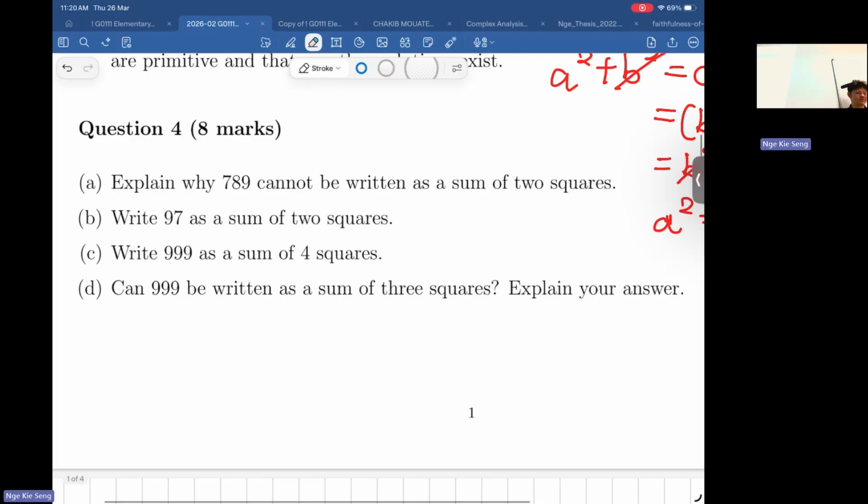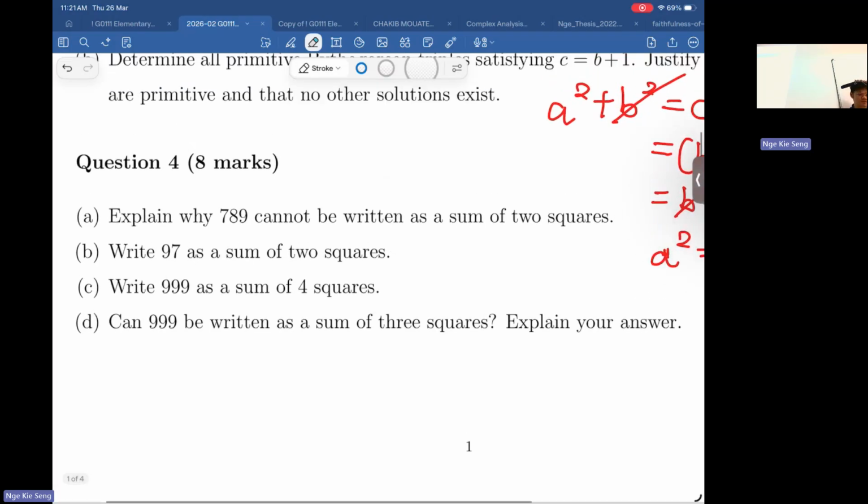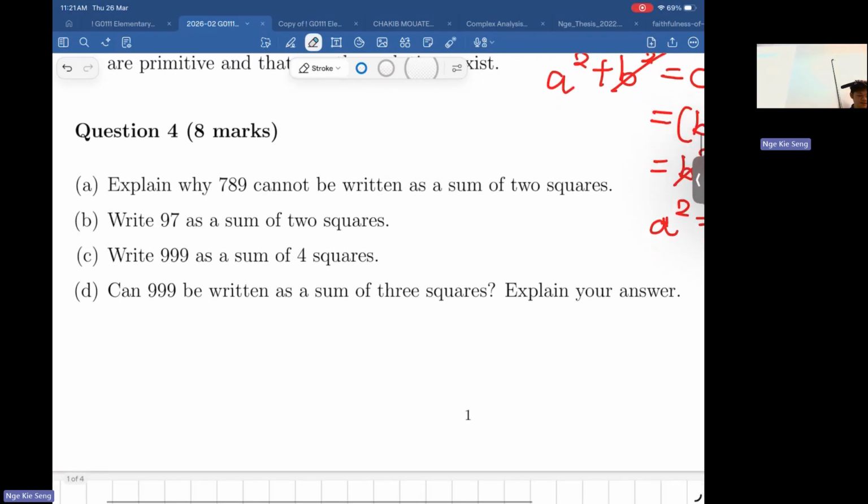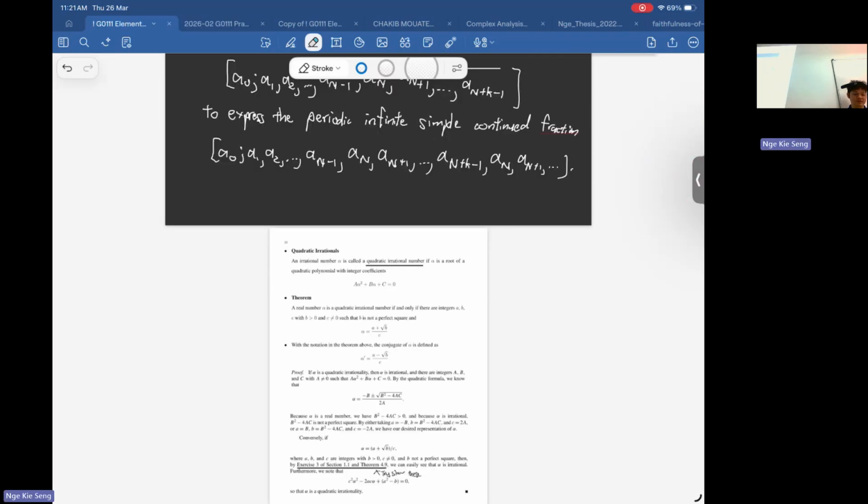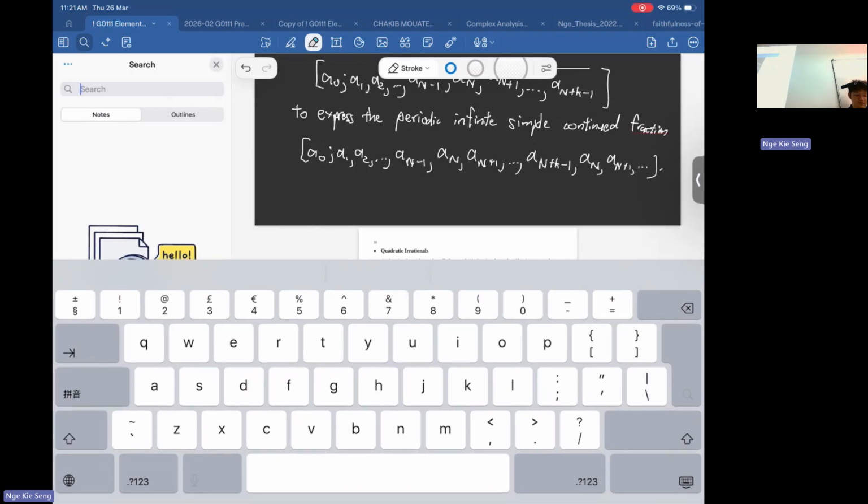Okay, I think I can solve 4 first. I can come back soon. I think 4 is pretty fast. Okay, 789 cannot be written as a sum of 2 squares. I think we have a property here, right? What's the property that says we cannot write it as a sum of 2 squares? Is it in a certain form? What's the form that you need? Sum of 2 squares, from yesterday.